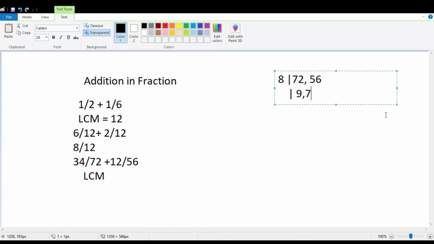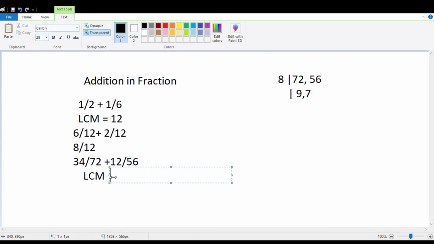Now 9 and 7 aren't in the same table, so they are both prime numbers. So you have to multiply 8 into 9 and 7. So 8 into 9 is 72. Now 72 into 7. It is 504, right?